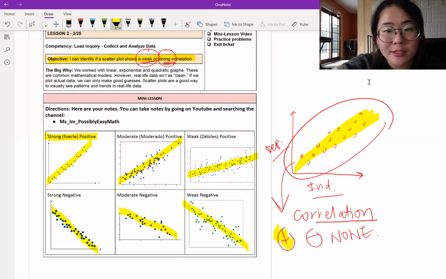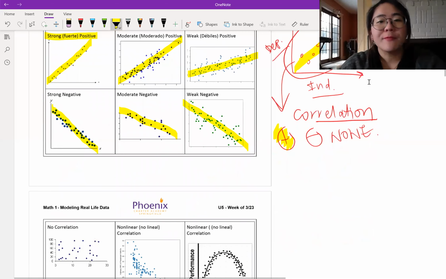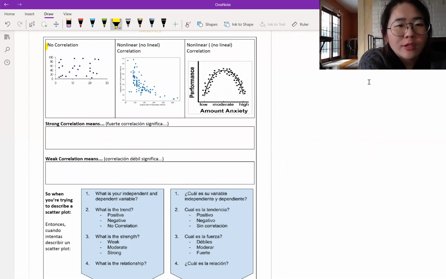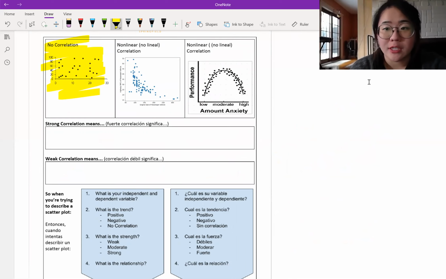So keeping that in mind, let's turn to our page 2. Before we begin, again, I know this is a lot of information. I want to show you examples of things that we might get confused when we're talking about strength, okay? So we already know no correlation, right? It's when all the dots are all over the place. It means there's no relationship.